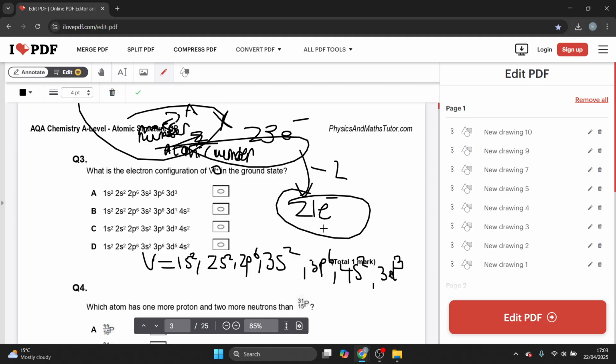But remember, V is vanadium, which is a transition metal. Because it's a transition metal, first things first, it's going to be 3d3 for us too, and it's going to lose the 4s electrons before it loses the 3d electrons. So therefore, it's going to be A.